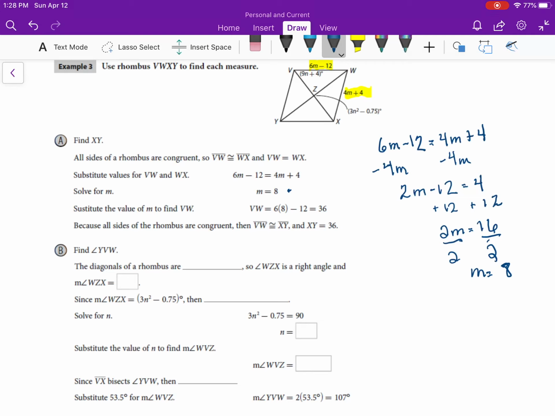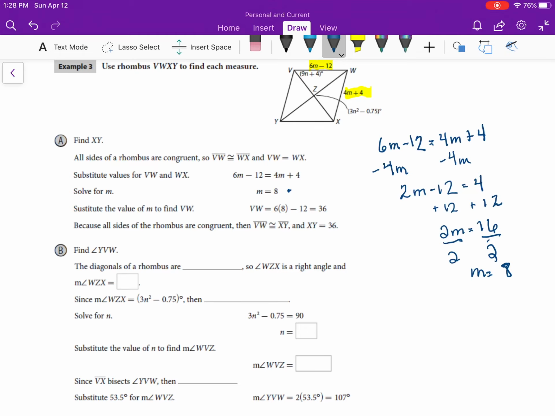So now I get to go look at one of my sides, and I want to plug 8 in. In this case, they're choosing VW. So 6 times 8 minus 12. 6 times 8 is 48, minus 12 gives you 36. And because all sides of a rhombus are congruent, XY, what they're looking for, is also 36.